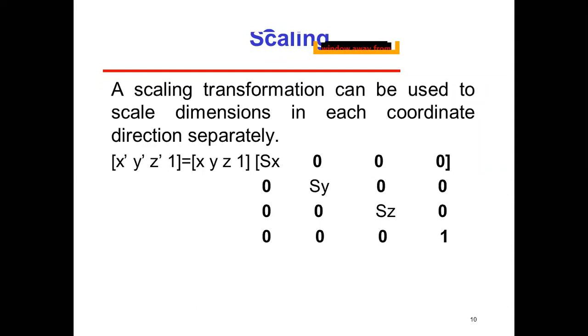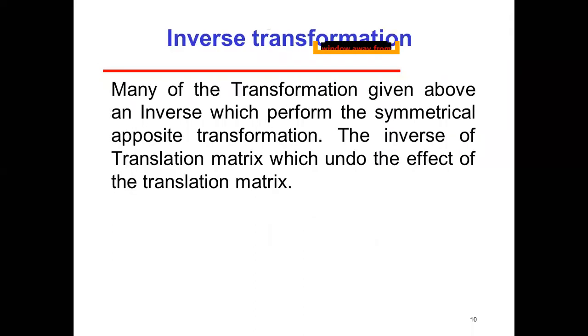In the same manner as we have already used in the 2D case, where we used Sx and Sy only, here we will consider a 4 by 4 matrix and use Sx, Sy, Sz. This is the matrix formulation for the scaling transformation. A scaling transformation can be used to scale dimensions in each coordinate direction separately, so you can also remember this. Now, what is the inverse transformation?